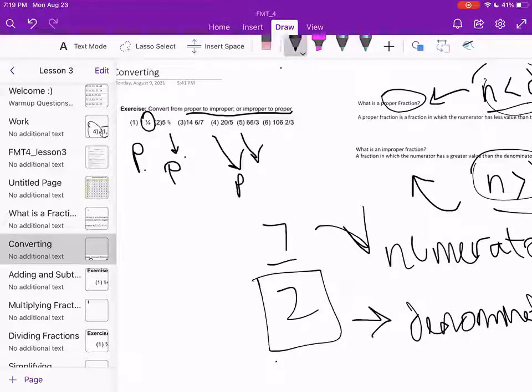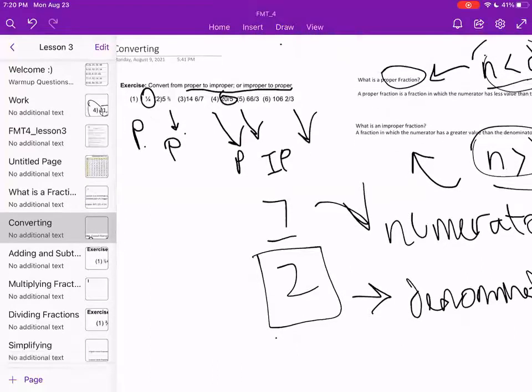Number 4 is improper. That's because the numerator is actually bigger than the denominator, right? 20 is greater than 5. 66 over 3, 66 is greater than 3, so that's also improper. So this last one, can you help me, Victor? Is this an improper or proper fraction?